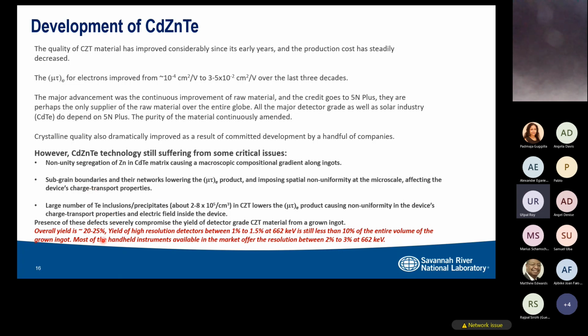The overall yield of detector grade from a given ingot of CdTe, cadmium zinc telluride, is about 20 to 25%. And if you want a very high resolution detector, between 1 to 1.5% at 662 keV, the yield is less than 10%. Actually, it is about 5% or less. So that is why the high quality detector grade CdTe is so expensive. It is, I think, about three times more expensive than gold today.